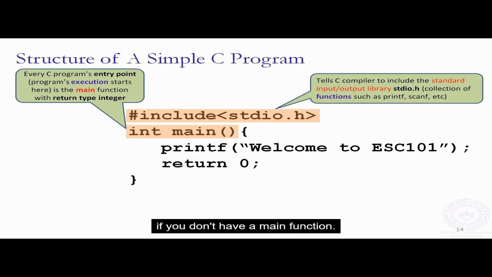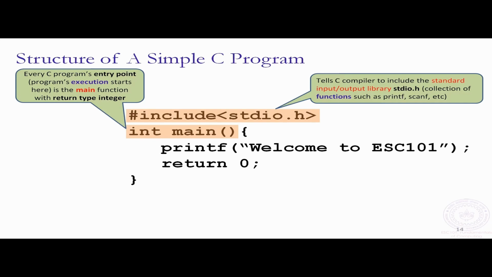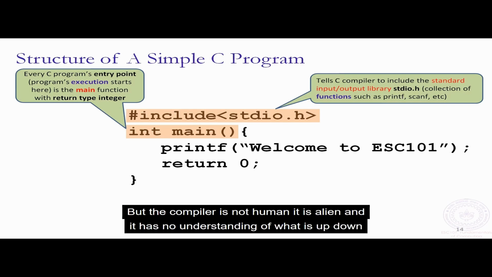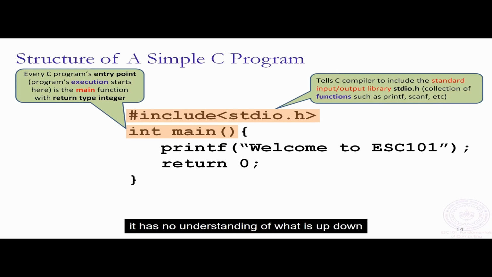If you don't have a main function in your code, then the compiler does not know where to begin, which part of the code comes first. So when you and I read something on a piece of paper, we have this intuitive sense that if it's up top, then it should be read before what's below. But the compiler is not human. It is alien, and it has no understanding of what is up, down, left, right. So it only relies on the main function to tell it how to execute something.